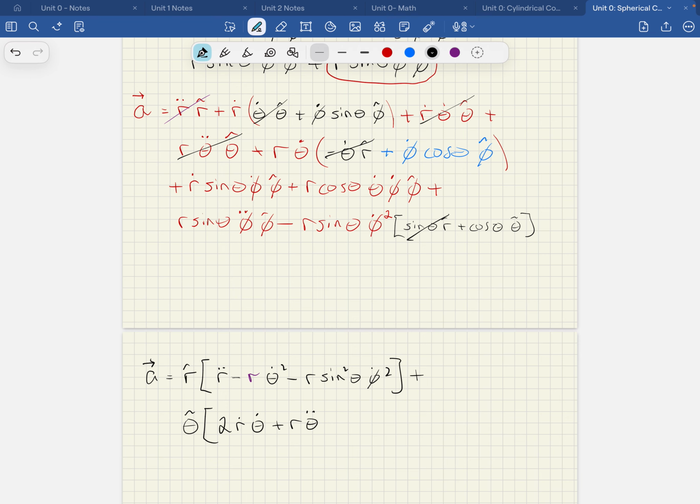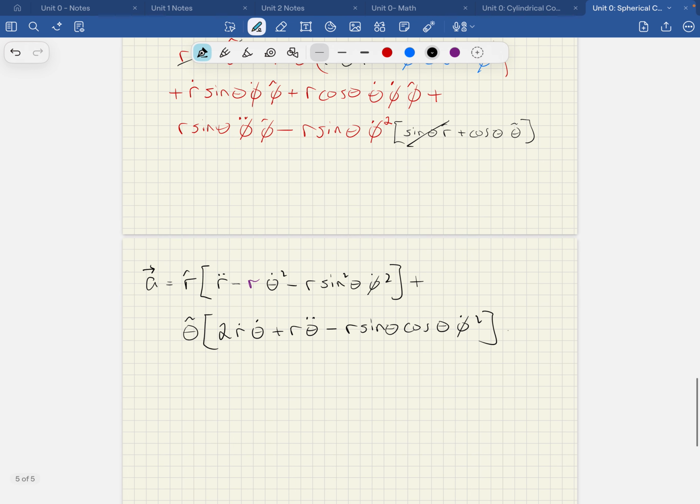That's phi hat, that's phi hat, that's phi hat, that's phi hat. Okay, and then we've got a minus r sine theta cosine theta, r sine theta cosine theta, phi dot squared, plus in the phi hat direction.